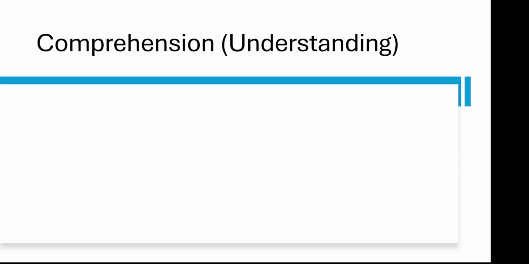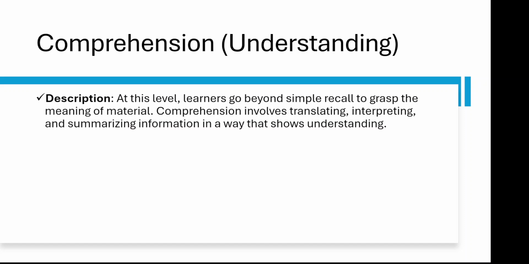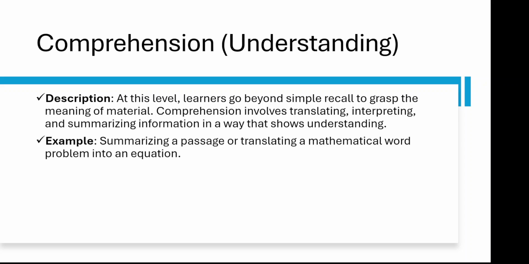Second level is comprehension, means understanding. At this level, learners go beyond simple recall to grasp the meaning of material. Comprehension involves translating, interpreting, and summarizing information in a way that shows understanding. Example: summarizing a passage or translating a mathematical word problem into an equation.